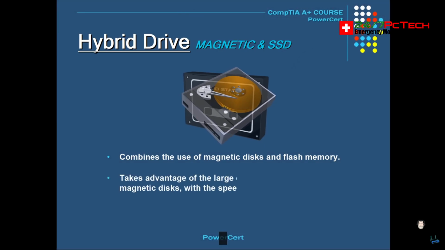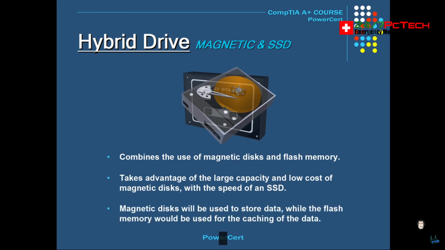Hybrid drives take advantage of the large capacity and the low cost of magnetic disks with the speed of an SSD. In a hybrid drive, the magnetic disks will be used to store data, while the flash memory would be used for the caching of the data. Hybrid drives are primarily used where cost is an issue, because SSD drives are considerably more expensive than magnetic disk drives.